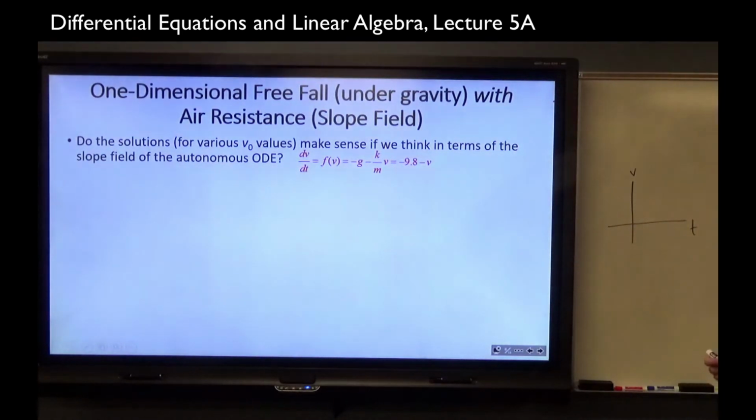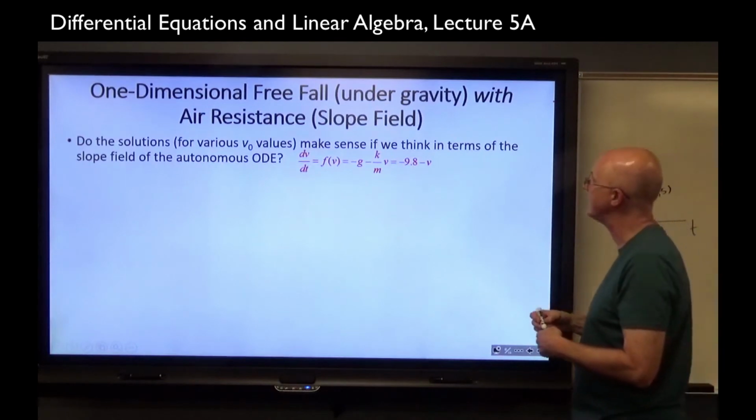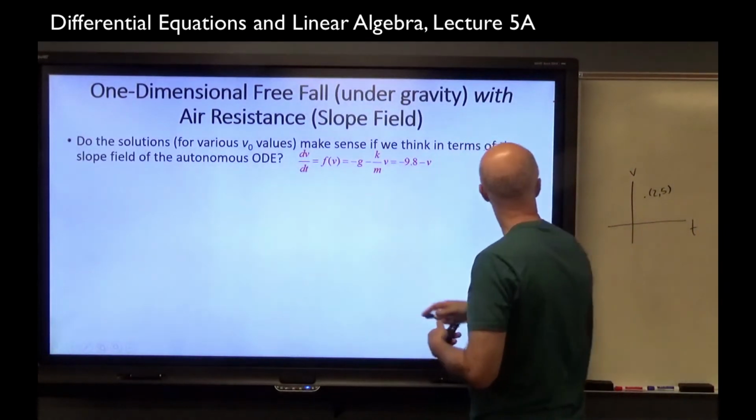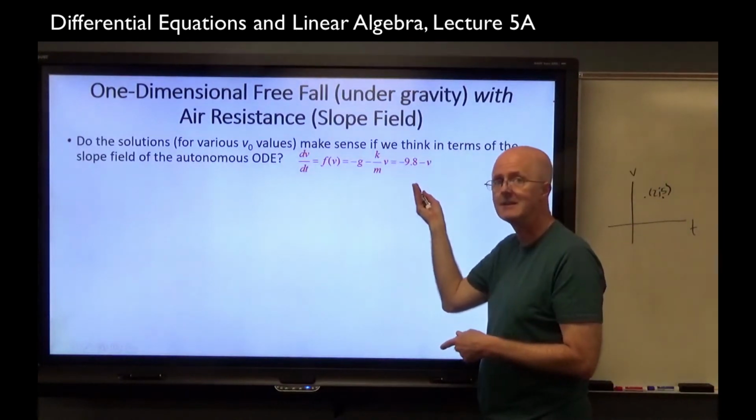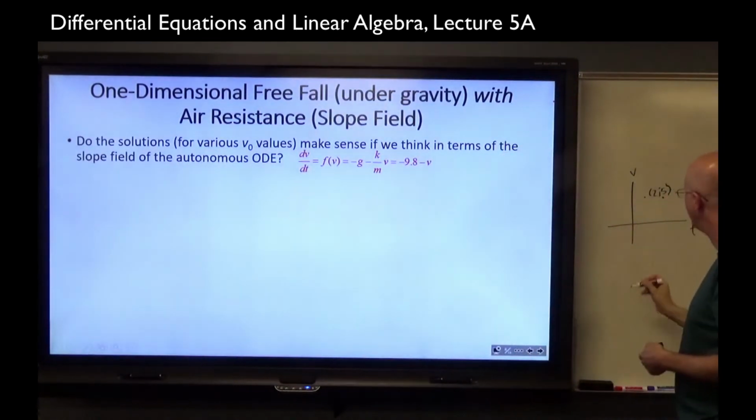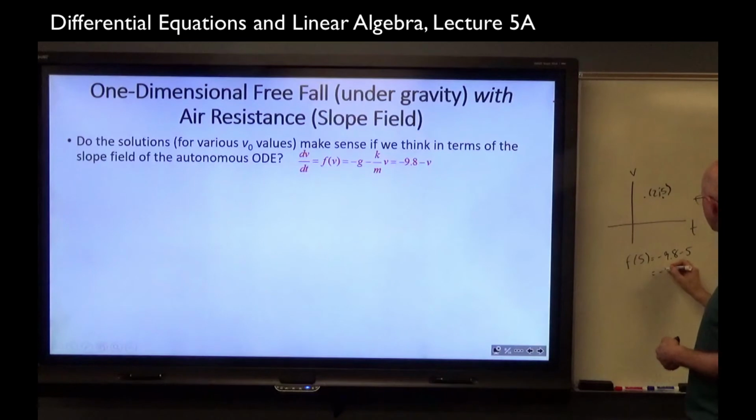whose axes you'd want to label t and v here, take the point, for example, whose coordinates are, oh, I don't know, 2, 5. Plug that point into the right-hand side function, f of v. In other words, plug 5 in. We don't need to plug 2 in because there's no t on the right-hand side. And that would give you f of 5 would be negative 9.8 minus 5, which is negative 14.8. And then draw a little line segment through that point, centered on that point, with that slope. It's going to be pretty steep.